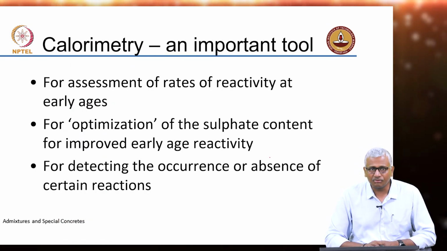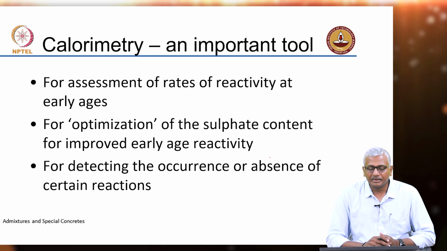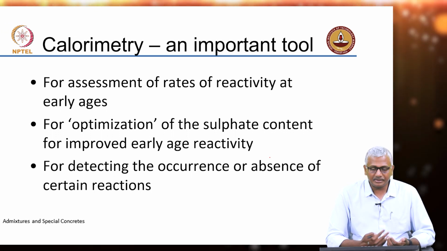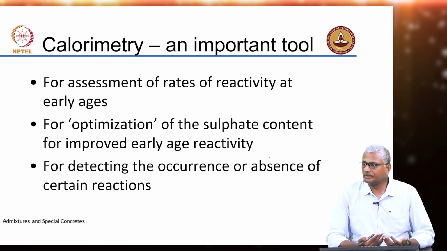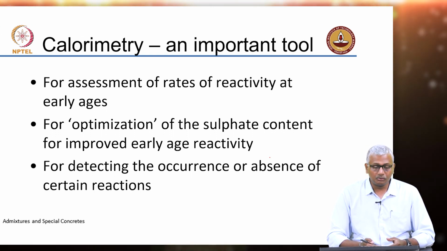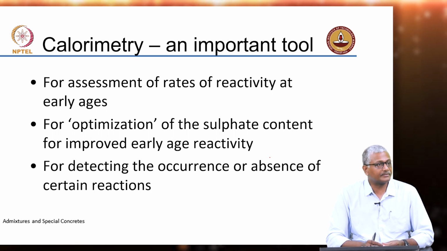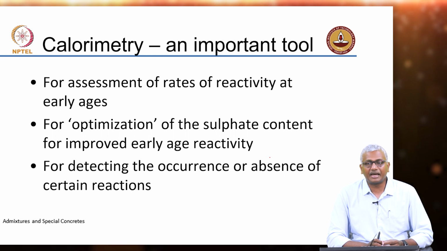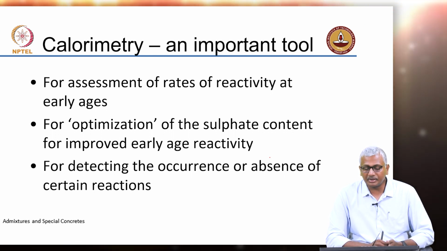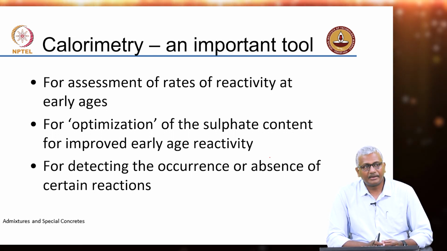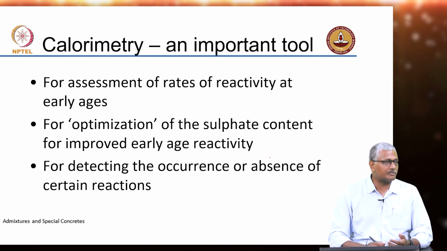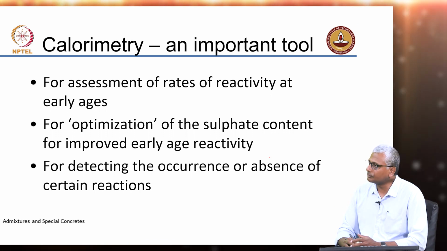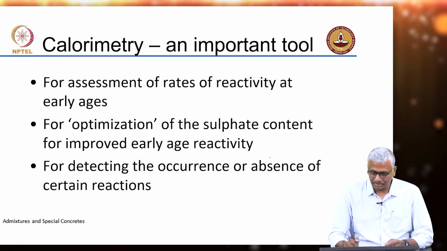We will not go into the full assessment of calorimetry here, but calorimetry is a very important tool to assess the early age reaction. It is also a very good tool for optimization of sulphate content, and I will talk about this aspect in just a minute. And also it can be used to detect the occurrence or absence of certain reactions, and that way calorimetry has become a very important tool for study of any cementing material, right.